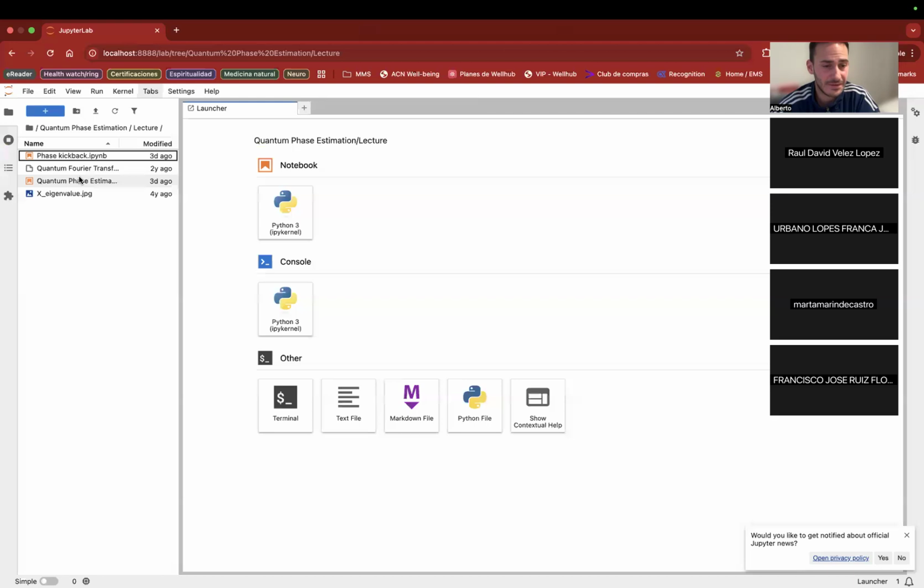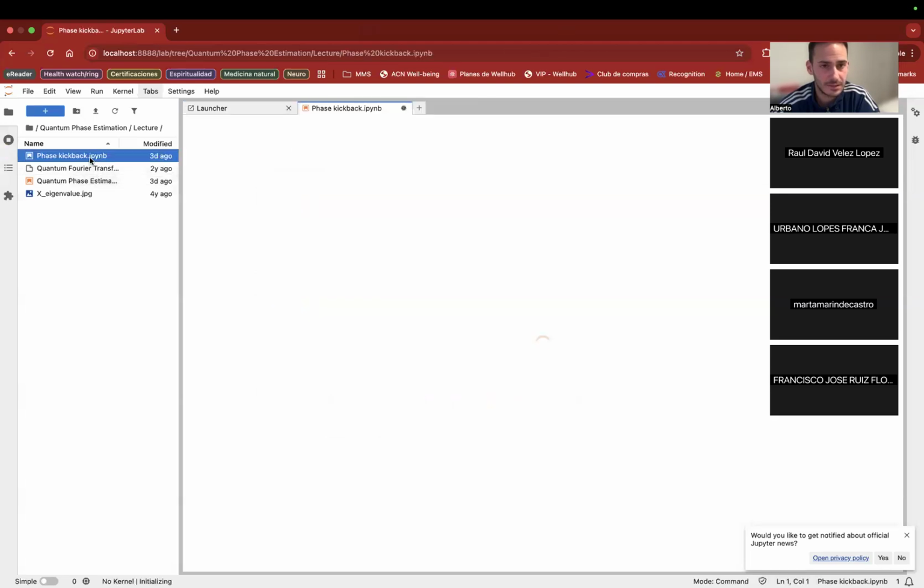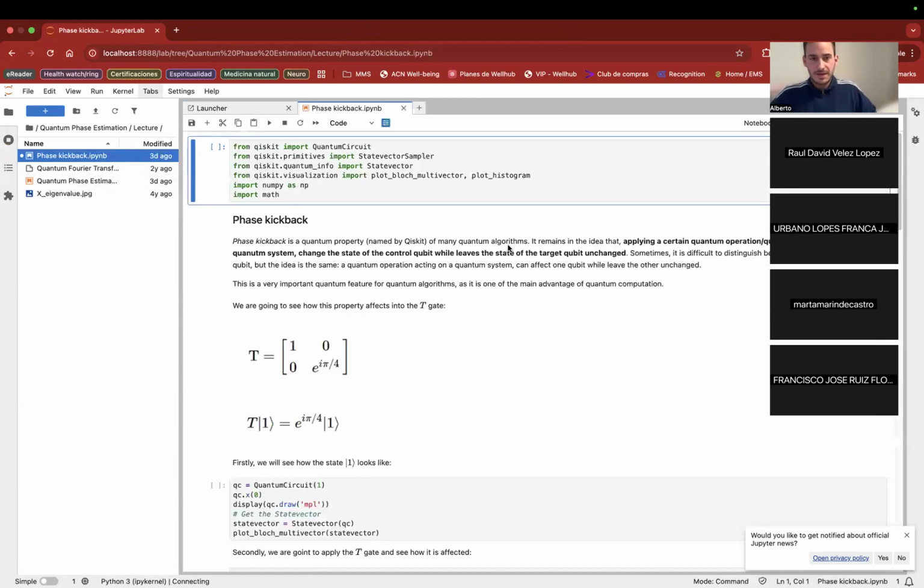Okay. There is a deliverable in this part. Before we go for the quantum phase estimation algorithm, that is the key part of this class today, we need to understand what the phase kickback effect is.